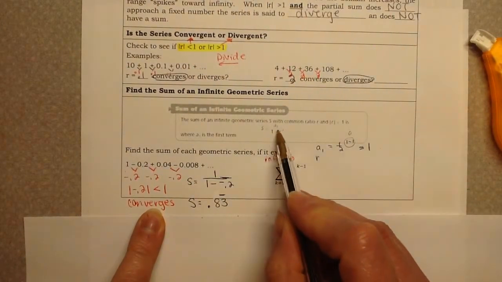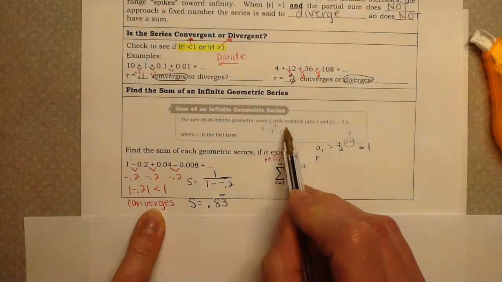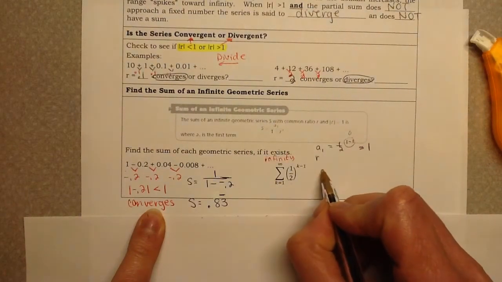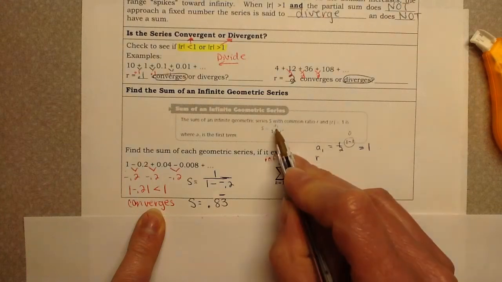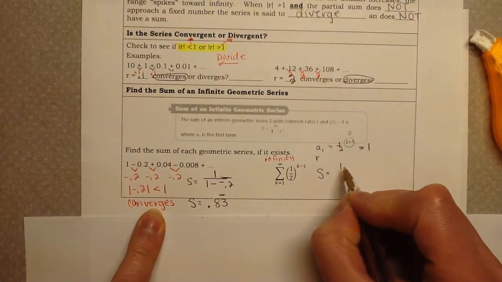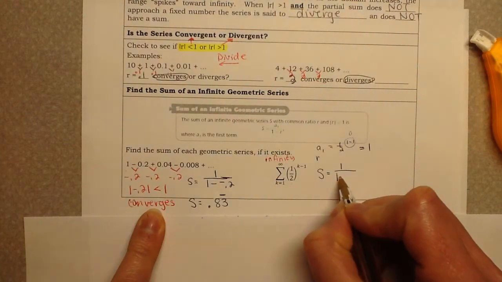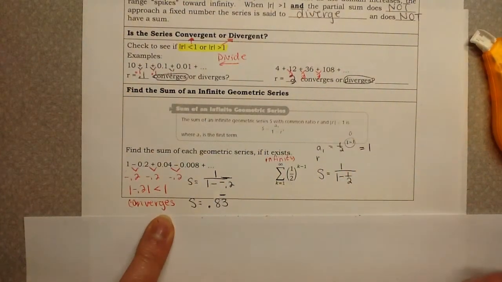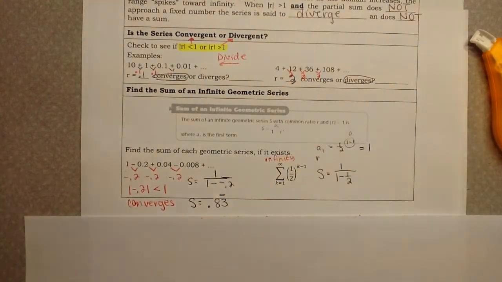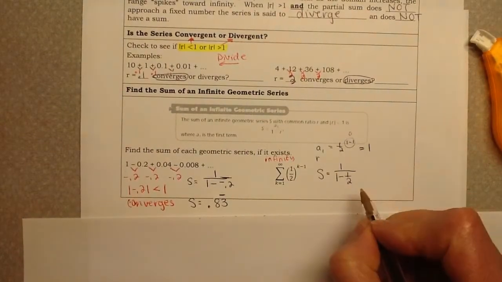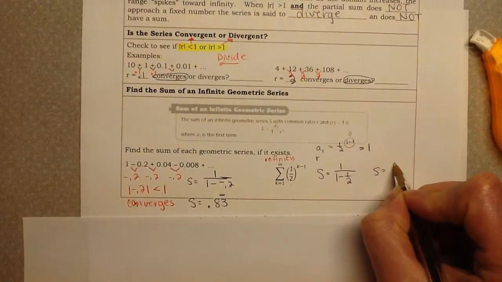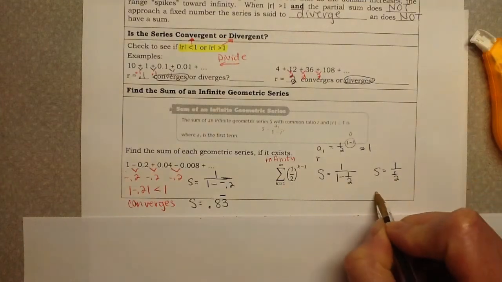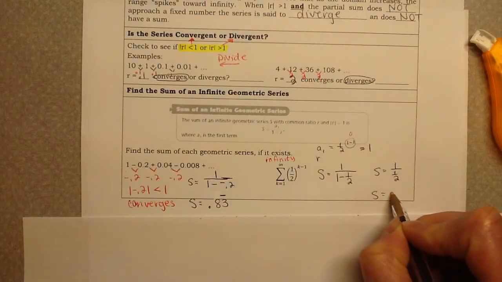All right, now I'm going to use the infinite geometric series and say that the sum is going to equal my first term, which we found was 1. That goes over 1 minus my ratio, which is 1/2. Okay, so now we have 1 over 1/2. Or the sum equals 2.